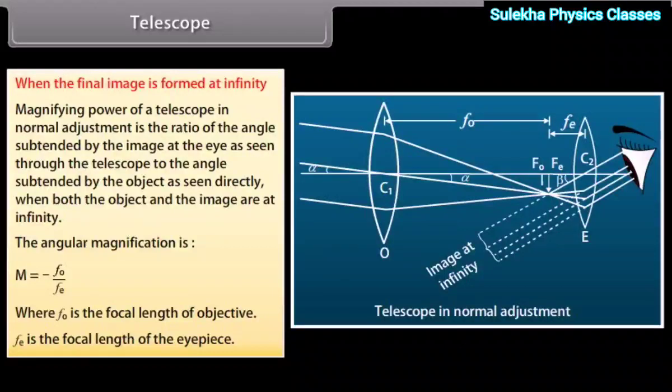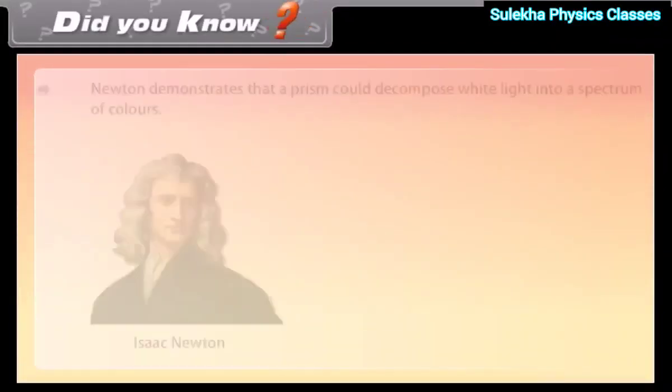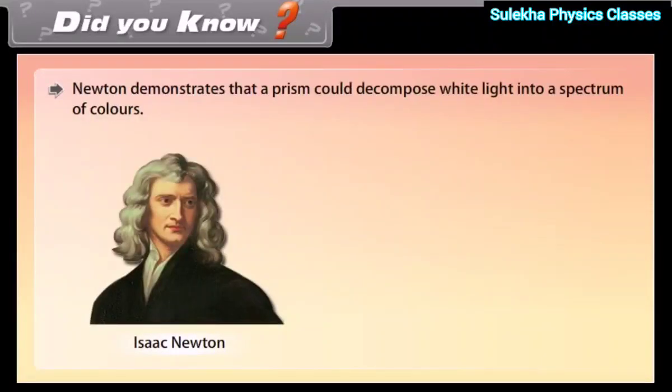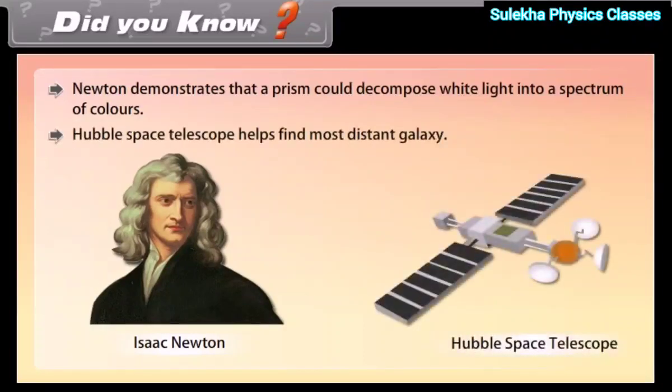Did you know? Newton demonstrates that a prism could decompose white light into a spectrum of colors. Hubble Space Telescope helps find the most distant galaxies.